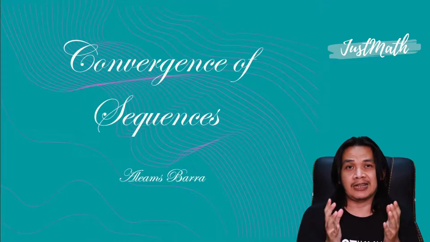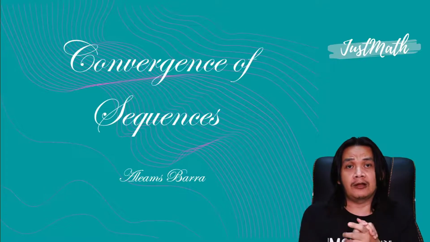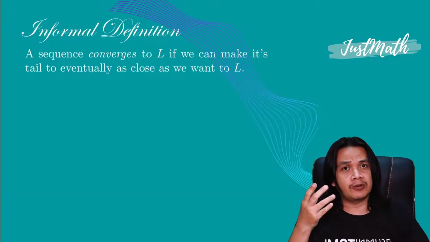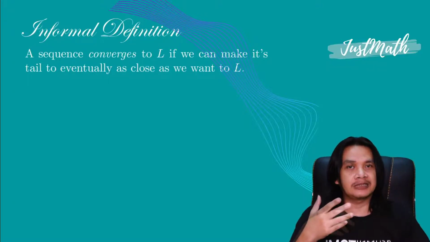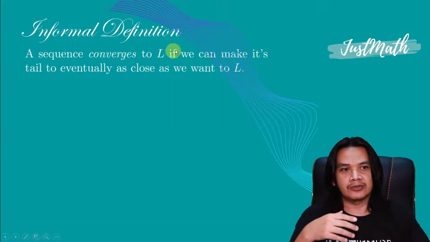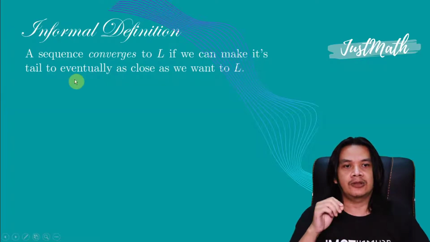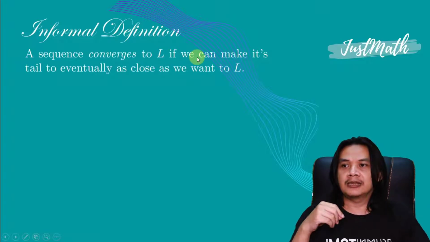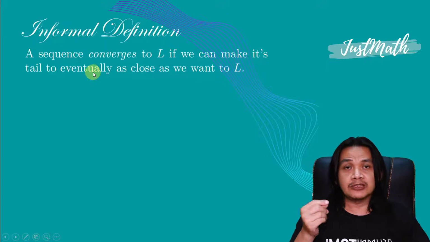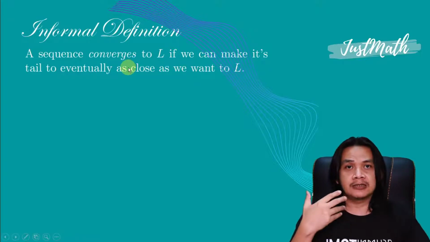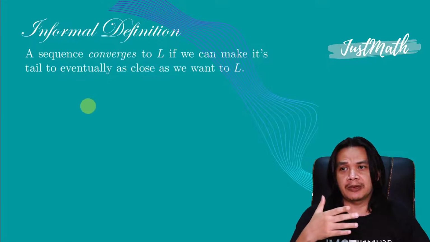In this video, we're going to discuss the convergence of sequences. So let's get started. First, we're going to discuss the informal definition. What is the meaning that a sequence is converging to a certain number L? A sequence converges to L if we can make the tail of this sequence eventually as close as we want to L. So that's the informal definition of when a sequence is convergent to a certain number L.